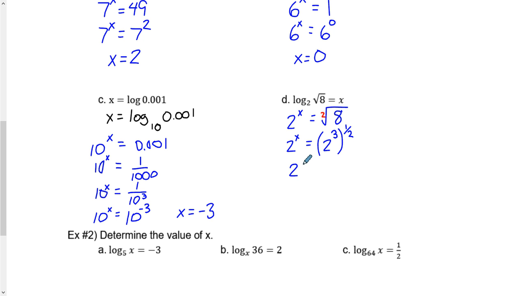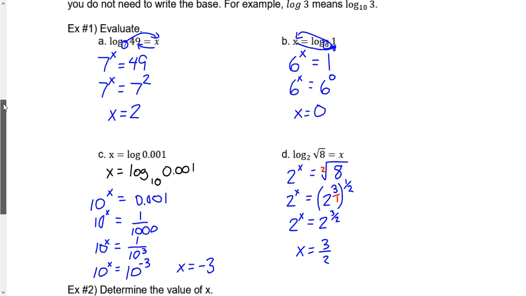Which means we actually have 2 to the power of x. An exponent with an exponent, we multiply those exponents. It'd be 3 over 2, because 3 is the same as 3 over 1. And when you have a power with a power, you multiply exponents. So 3 times 1, 1 times 2. X equals 3 over 2.